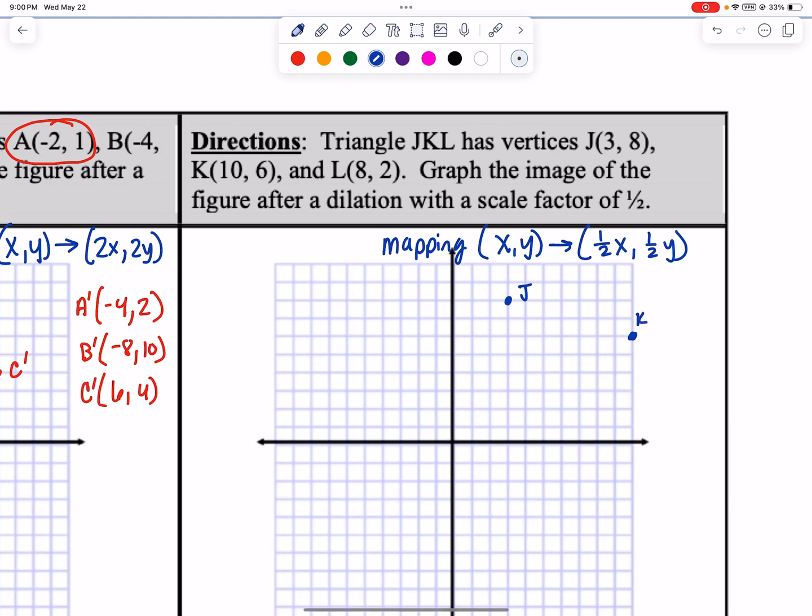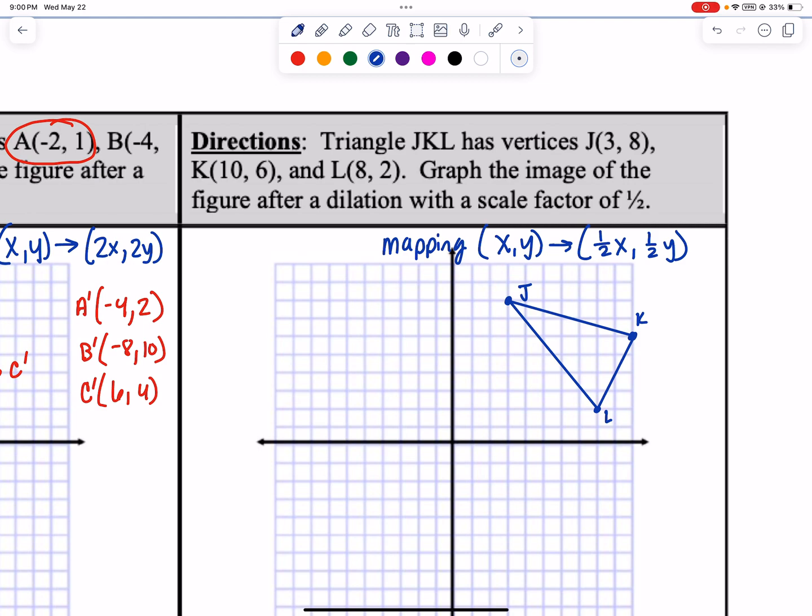10, 6 is K. And then we have L is 8, 2. So 10, 9, 8, and up 1, 2. There we go, and that's our L. I can create my triangle here. Lock in this stuff. Straight line, there we go. All right, so there's triangle JKL.